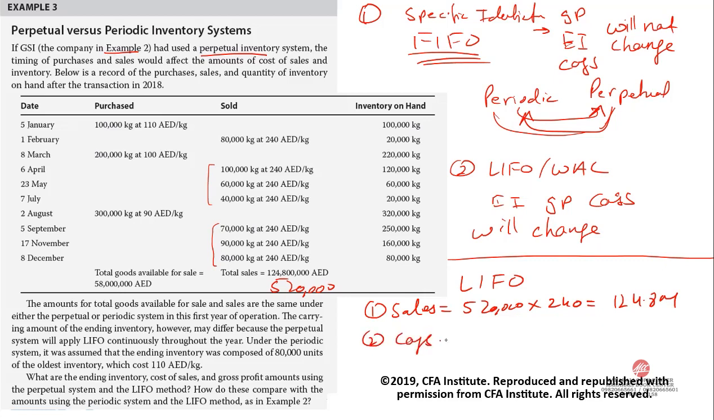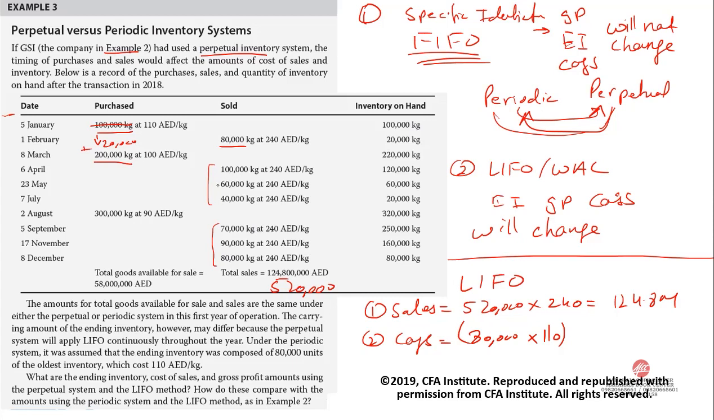Now the second thing we need to do is find out cost of goods sold. As we move in perpetual, we start from here, and as we move we make decisions about when we are buying and what we are selling. So the first thing is that we had 100,000 and we sold 80,000. So cost of goods sold first would be 80,000 multiplied by 110. So out of 100,000, 80 is gone and we are left with 20,000. Now we bought 200,000 more, so we have 200,000 plus 20,000.